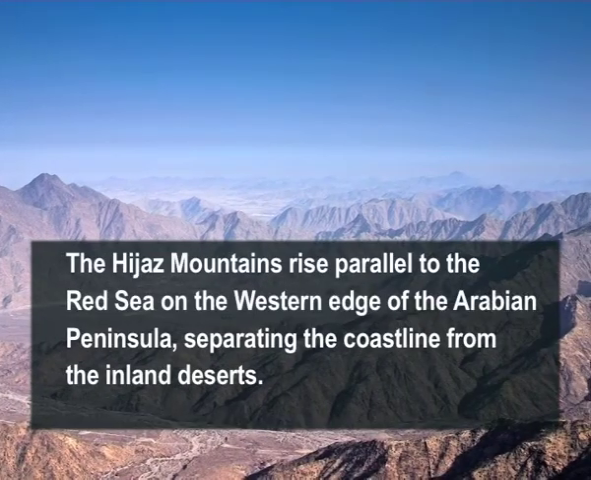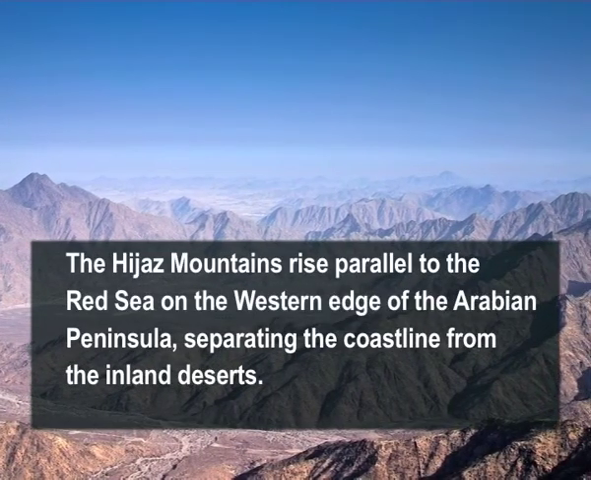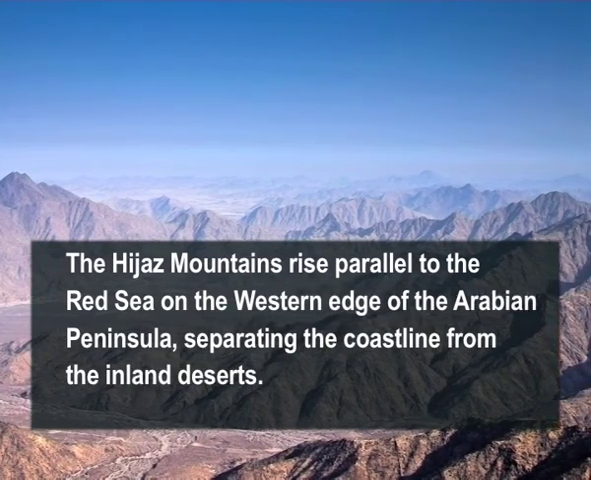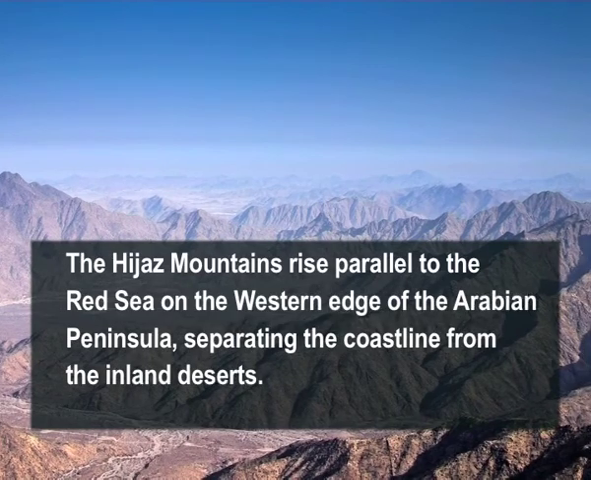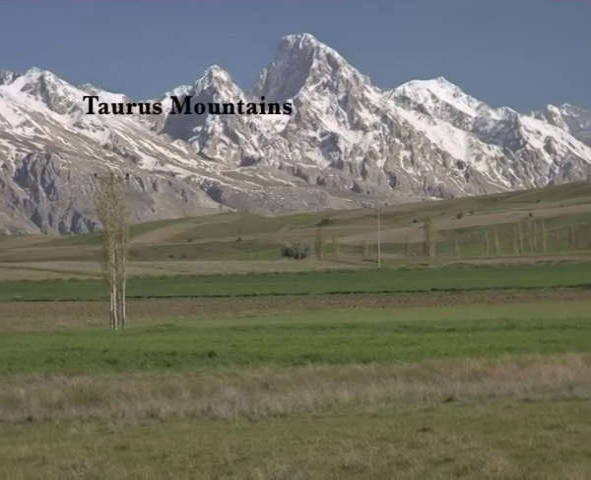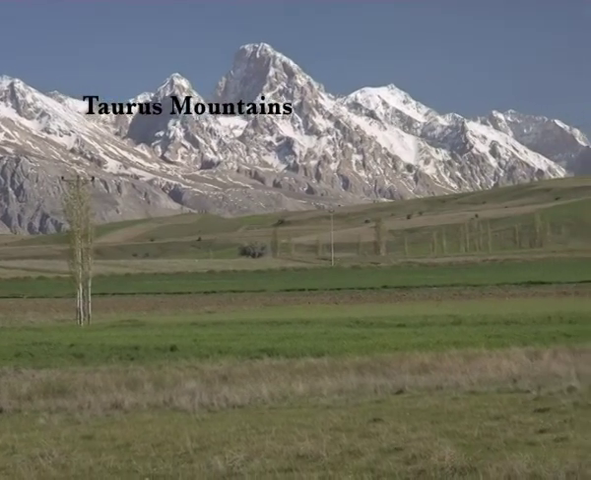The Hijaz Mountains rise parallel to the Red Sea on the western edge of the Arabian Peninsula, separating the coastline from the inland deserts. Mountains like Mount Lebanon and the Taurus Mountains mark the edges of the Levant, providing heavy rainfall and snowfall, thus nurturing the area's forest landscapes.